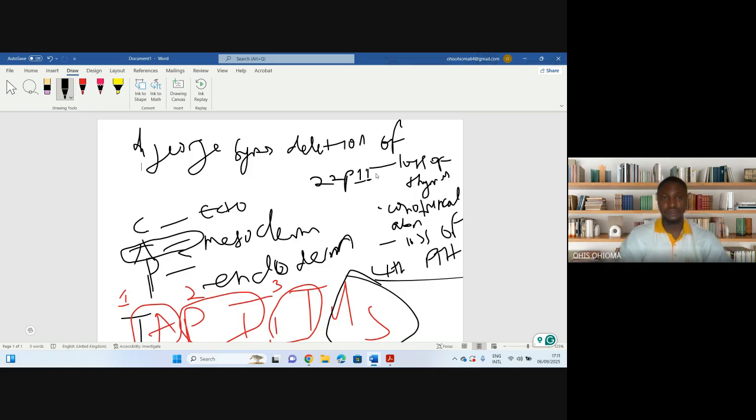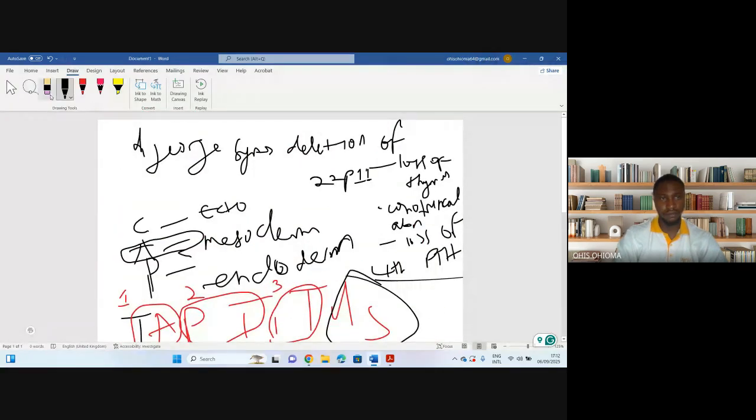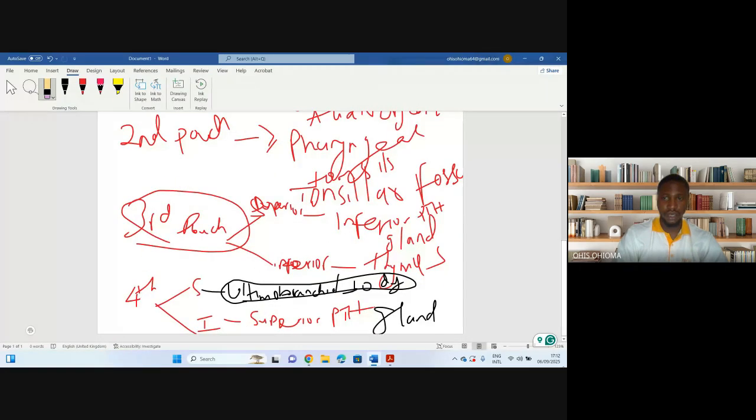Then another thing we also have to know about this whole thing is the formation of the blood vessels, right? So I'm just going to talk about the blood vessels and where they come from, basically. So let me just erase.